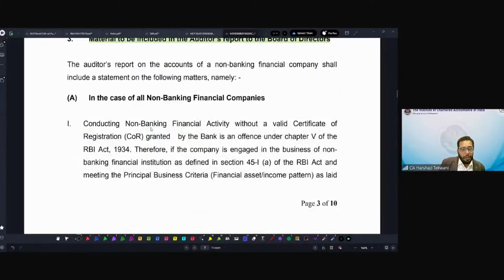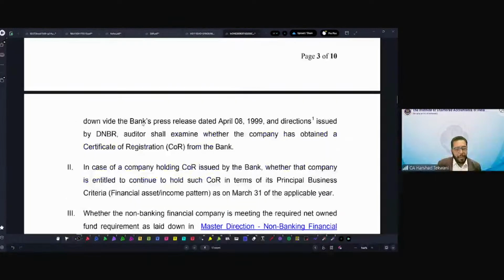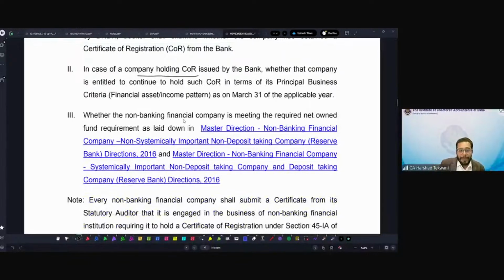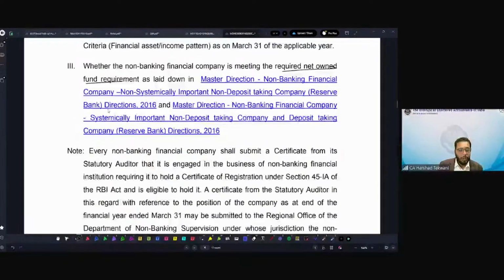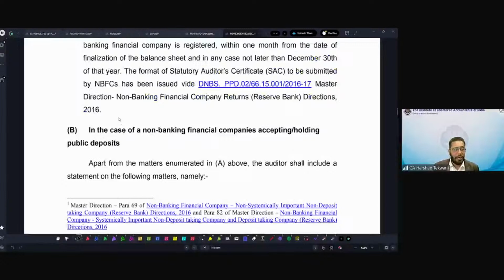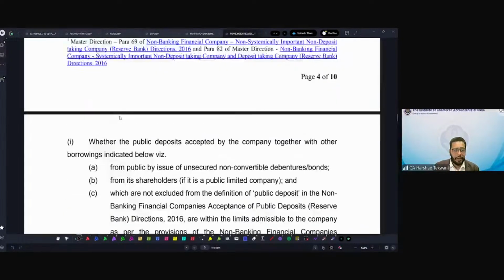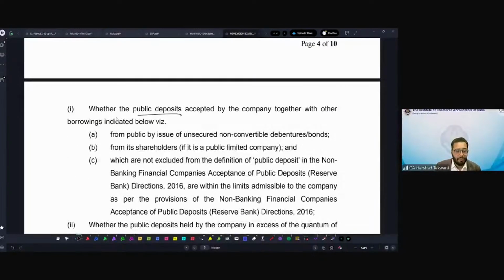If you see, valid certificate of registration. This is directly linked to the principal business criteria that we understood. Then you have the company holding a COR based on net owned funds. If they have net owned funds, then they can hold a COR. Otherwise, remember we discussed that if they don't have net owned funds, they cannot hold a certificate of registration. Again, requirements of net owned funds. Then other points like public deposit related things.